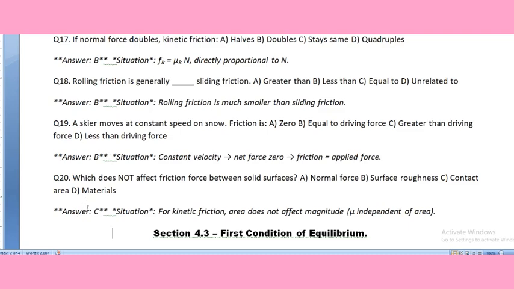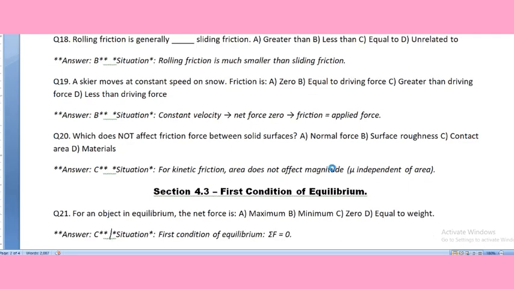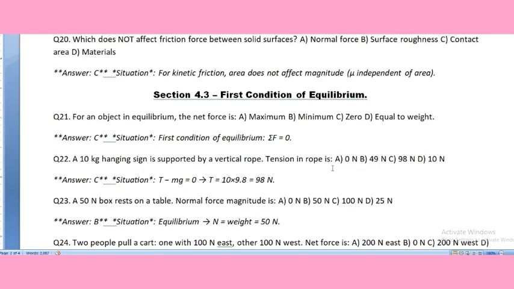From this one, which factor does not affect the frictional force between surfaces? Choice A says the contact area. For kinetic friction, area does not affect the magnitude, or the coefficient is independent of the area. So the correct answer is C.